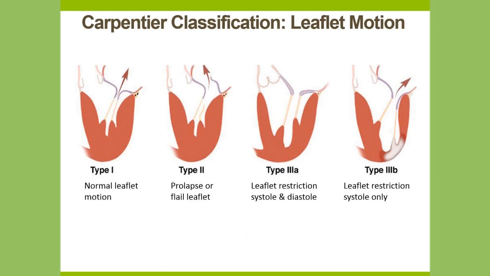But the reason it's important is shown here, and that is it determines therapy. Remember, we said if you don't know what's wrong, you don't know how to fix it. If you do know what's wrong, you do know how to fix it. Simple. So if you have type 1, it may be chronic atrial fibrillation where the annulus is dilated and the atria are huge.